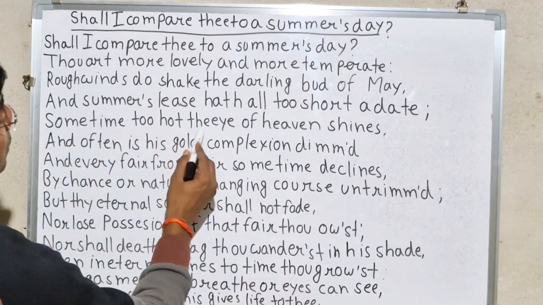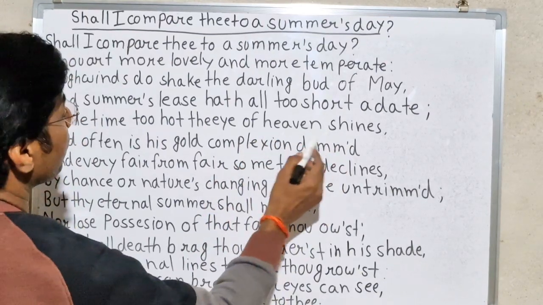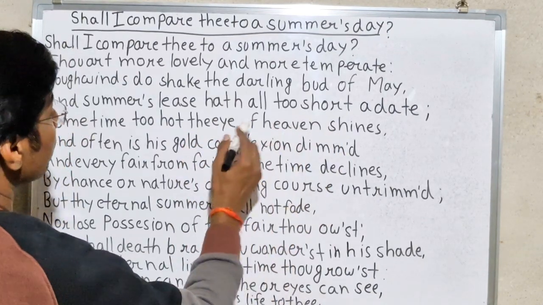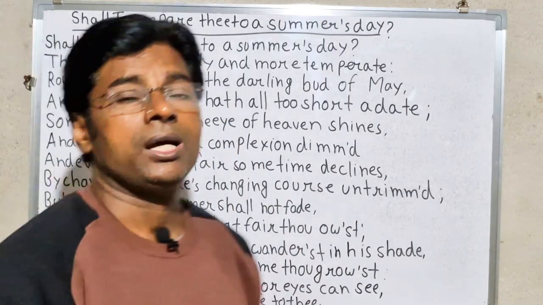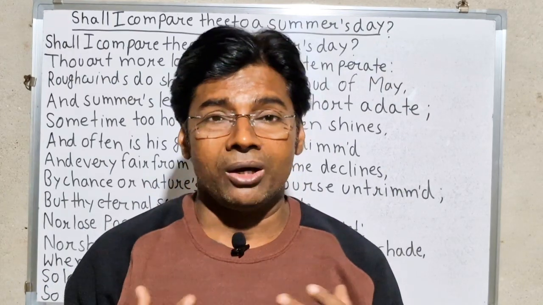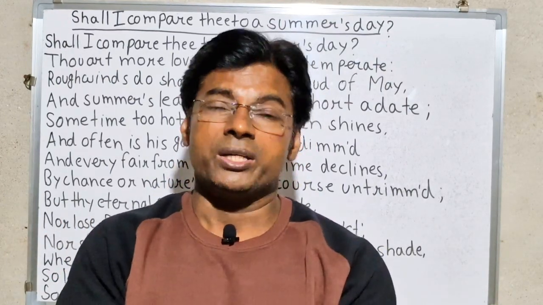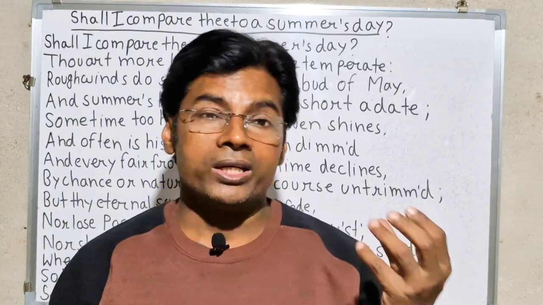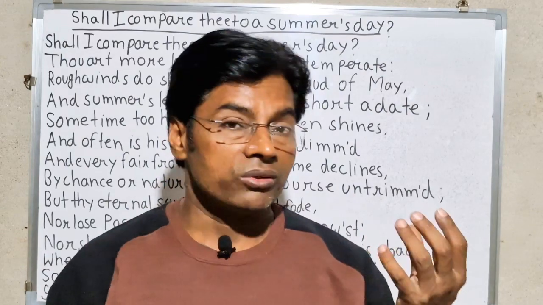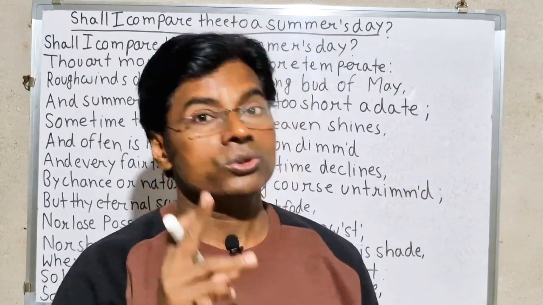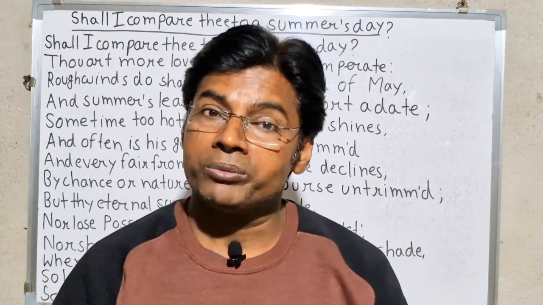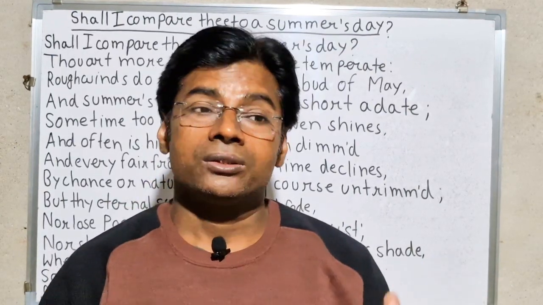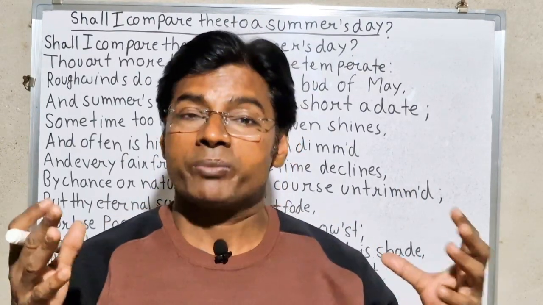Sometime too hot the eye of heaven shines. The eye of heaven here means the sun, personified as a living being with an eye. He says that sometimes the sun pours out a lot of heat. Sometimes the days in the summer season are so hot that one cannot stand for a few minutes under the glare of the sun. But most of the time, what happens? The sun has to spread its glare.